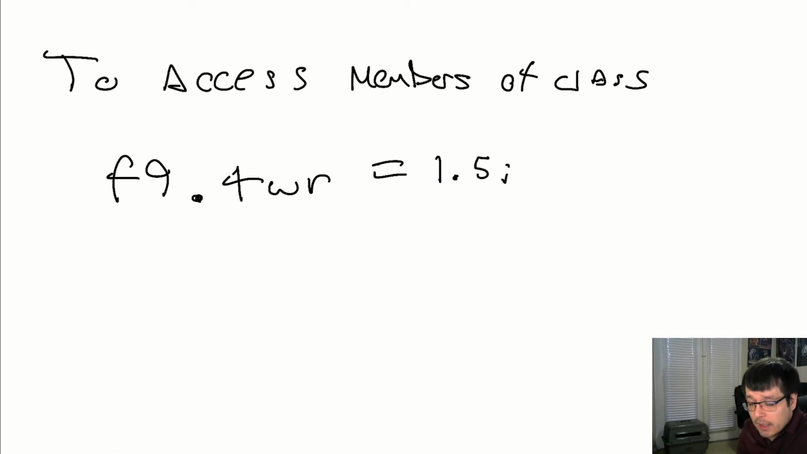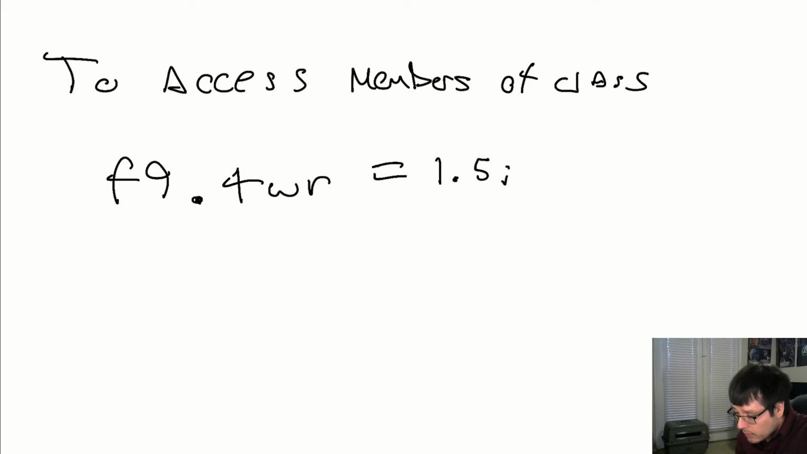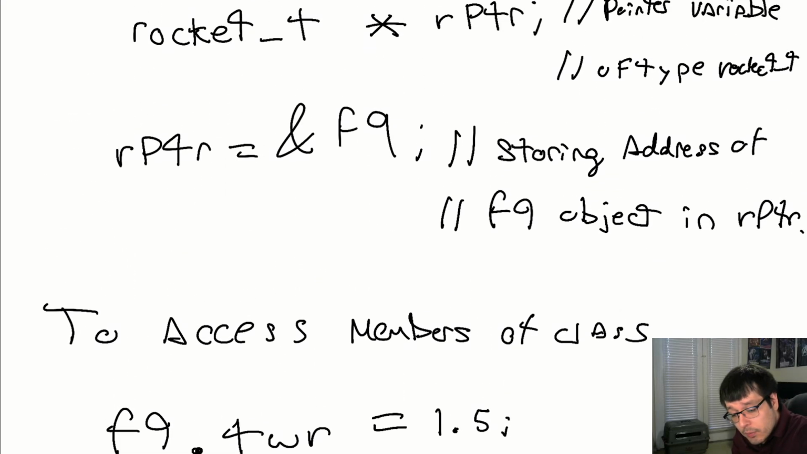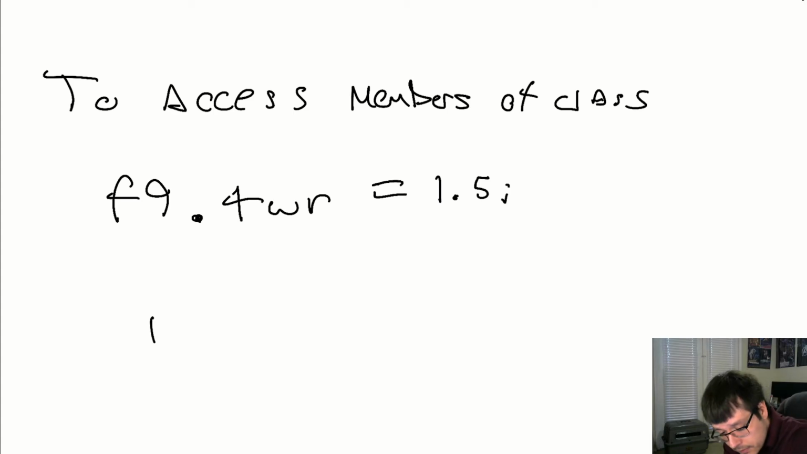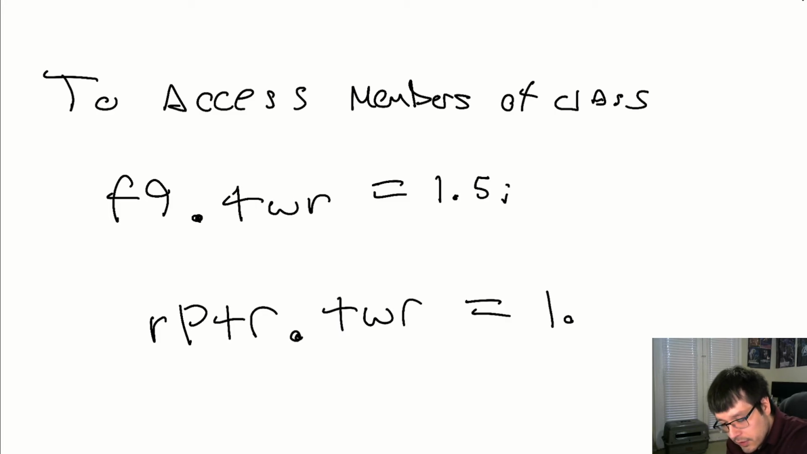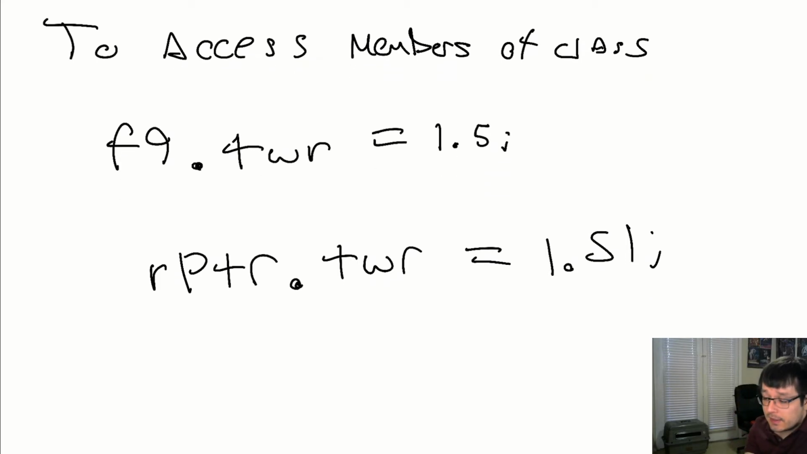Cool. However, if you try to do that with the pointer variable, so remember we have our pointer called RPTR dot twr, and if you try to change this to 1.51 or something, if you try to do it like this, you are going to find yourself looking at either an error or it'll crash, because probably it'll crash. Actually, no, it'll give you a compilation error. Here's the issue.